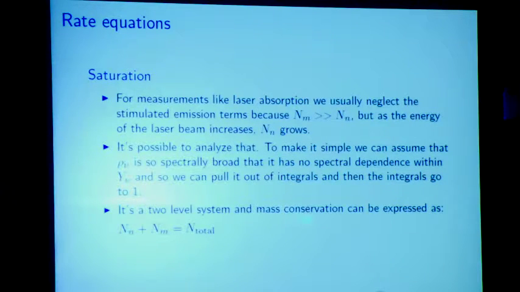So it's a two-level system, which isn't really realistic, but that's what we're dealing with. So we say, okay, this is mass conservation. Somehow those two have to be equal to some total number density. If we depopulate M, then it's all going to have to end up in N.